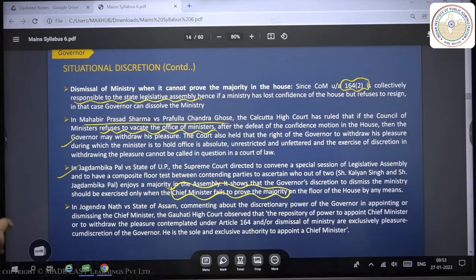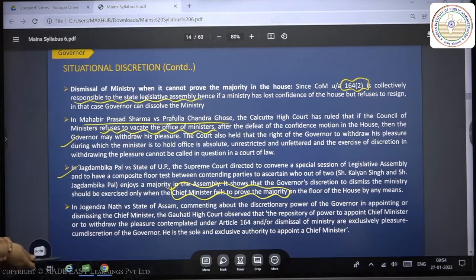Now, in Jogendra Nath versus State of Assam, commenting about the discretionary power of the governor in appointing or dismissing the chief minister, the Guwahati High Court very clearly said that the repository of the power to appoint chief ministers, to withdraw the pleasure contemplated under 164 or dismissal of a minister, exclusively lies with the governor.